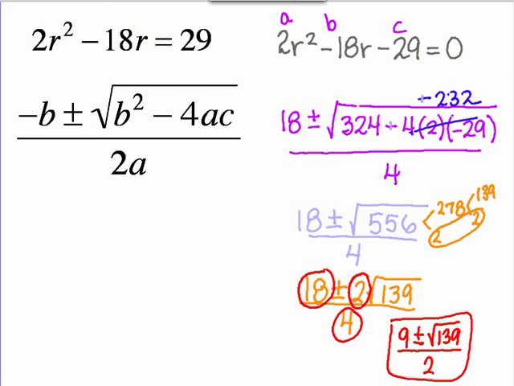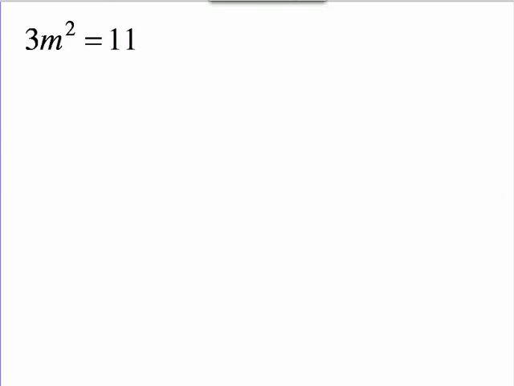Okay, we're going to look at one more, and then we'll be good for today, and you guys will have the rest of the time to work. 3m squared equals 11. What do you do? Plus is 0, right? Yeah, so what I'm going to do here is subtract 11. So I get 3m squared minus 11 equals 0. So I've got a and c, and the question is, what is b? Because this is a and c. b equals 0, because it's not there. Okay, b is not there, so it equals 0.